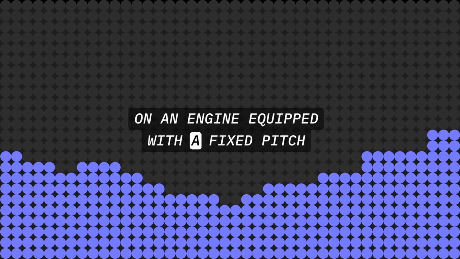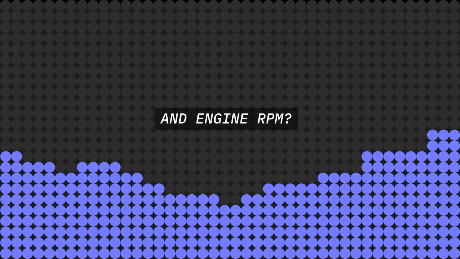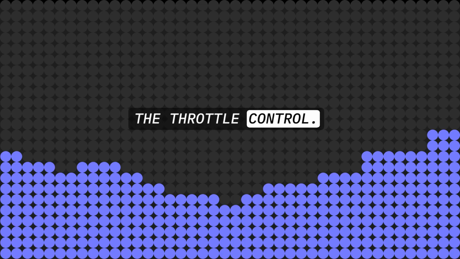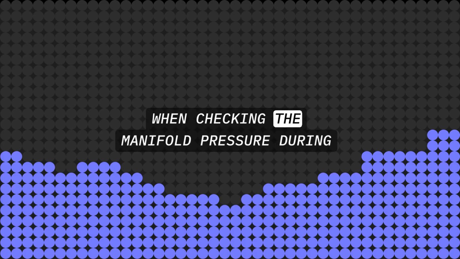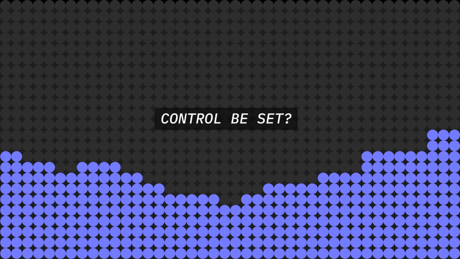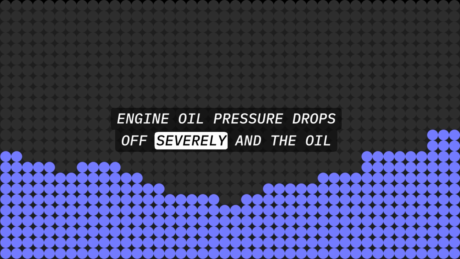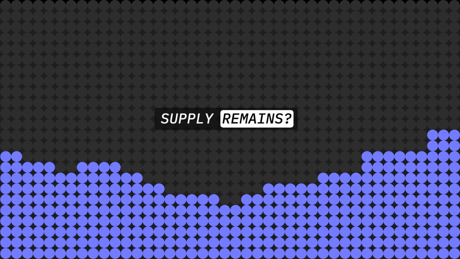On an engine equipped with a fixed pitch propeller, what controls both manifold pressure and engine RPM? The throttle control. When checking the manifold pressure during engine operation, in what position would the prop control be set? Low pitch. What is the possible cause when a turboprop engine oil pressure drops off severely and the oil supply remains?